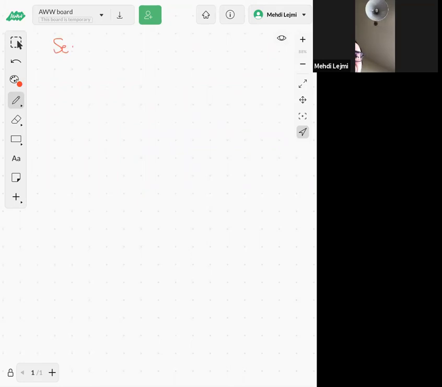So again, this is section 8.1, Green's theorem. I'm going to just first remind you the theorem. So the theorem says the following. Green's theorem.